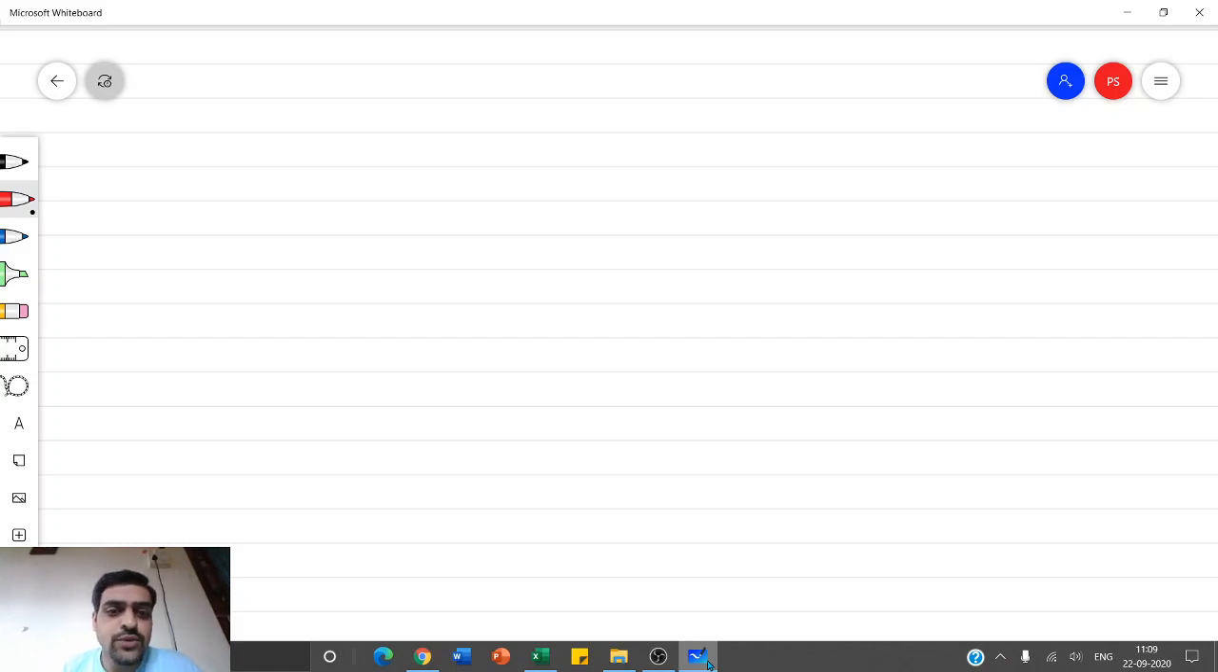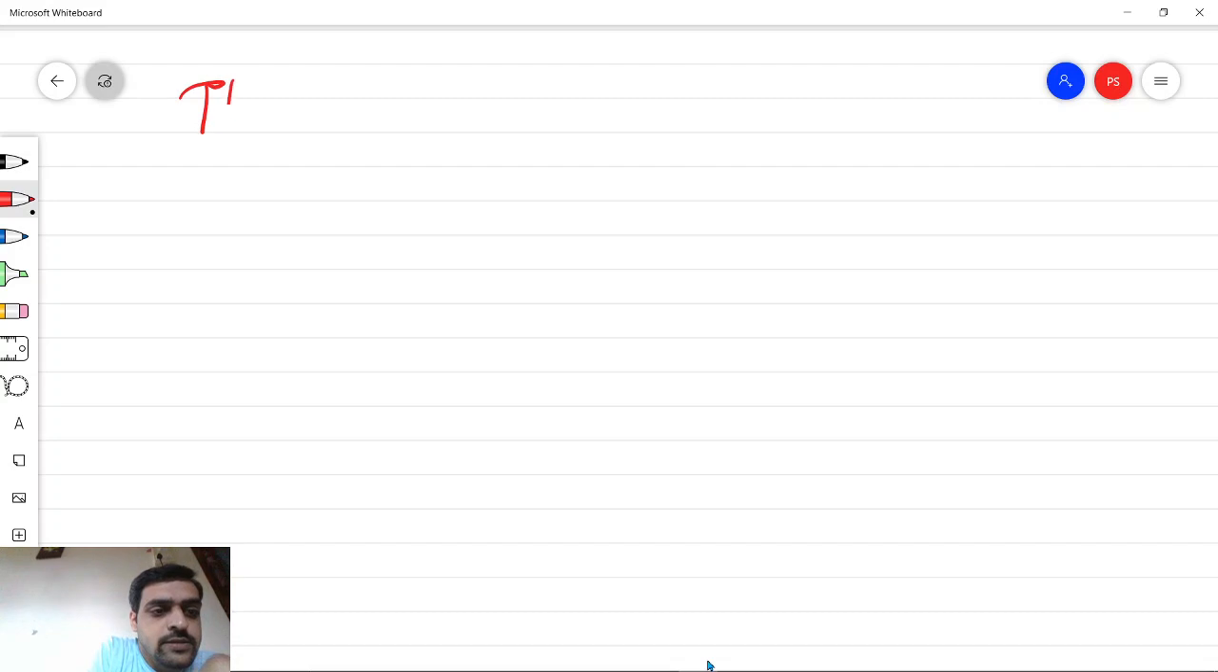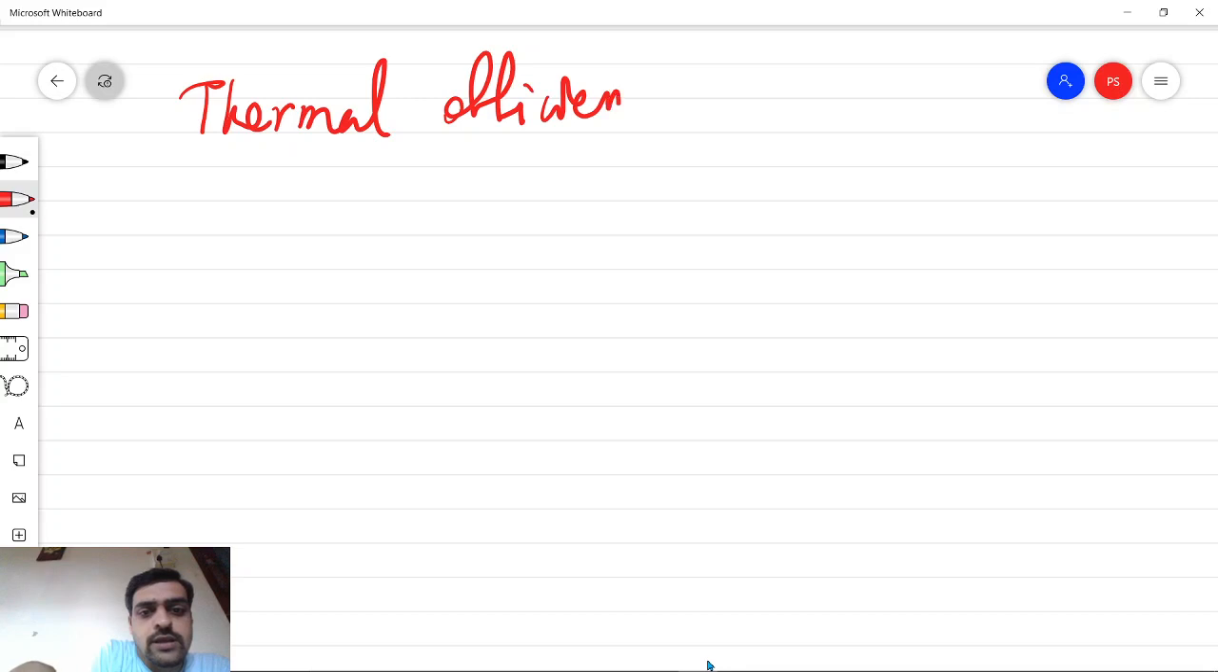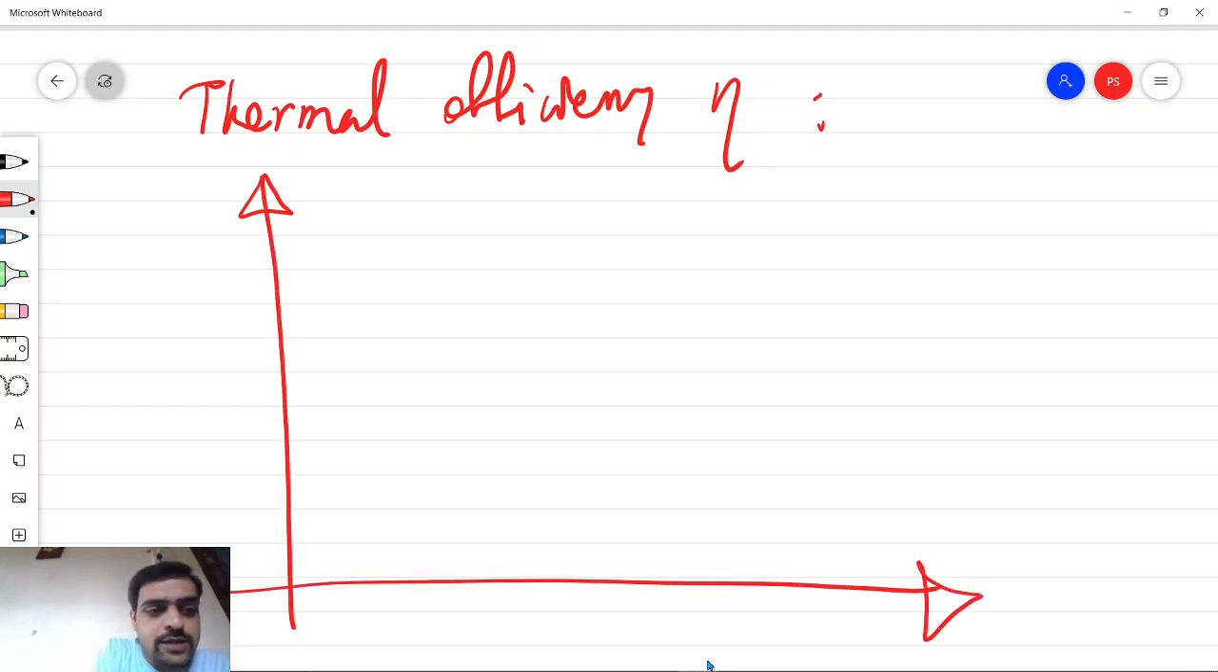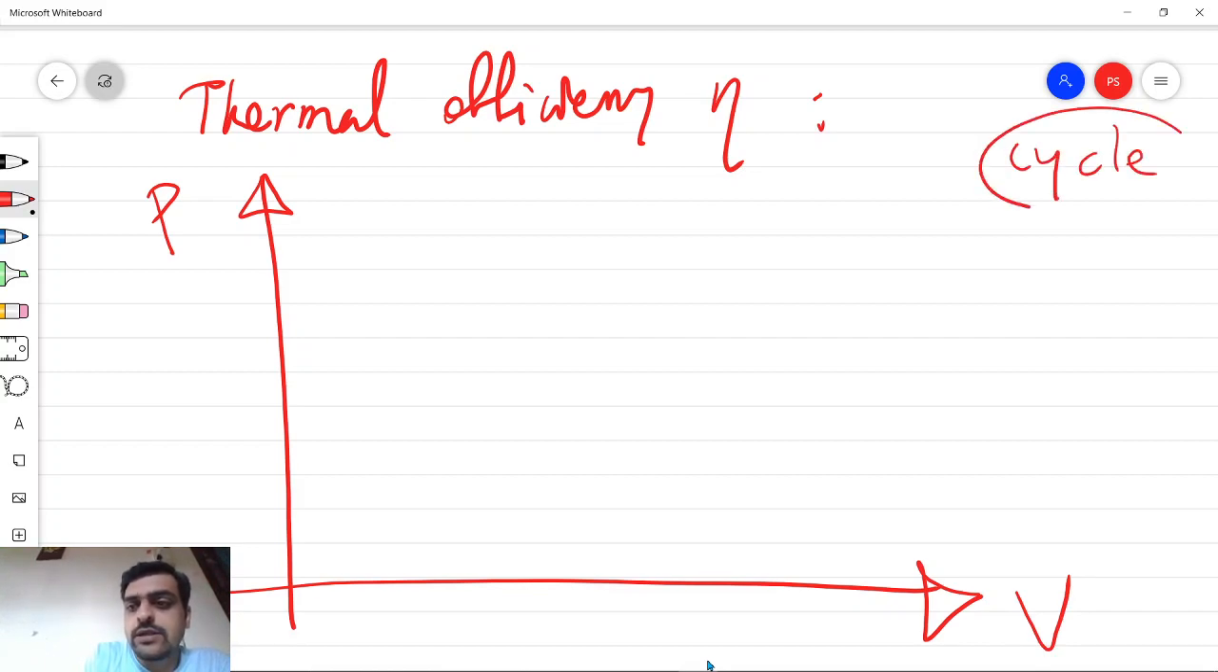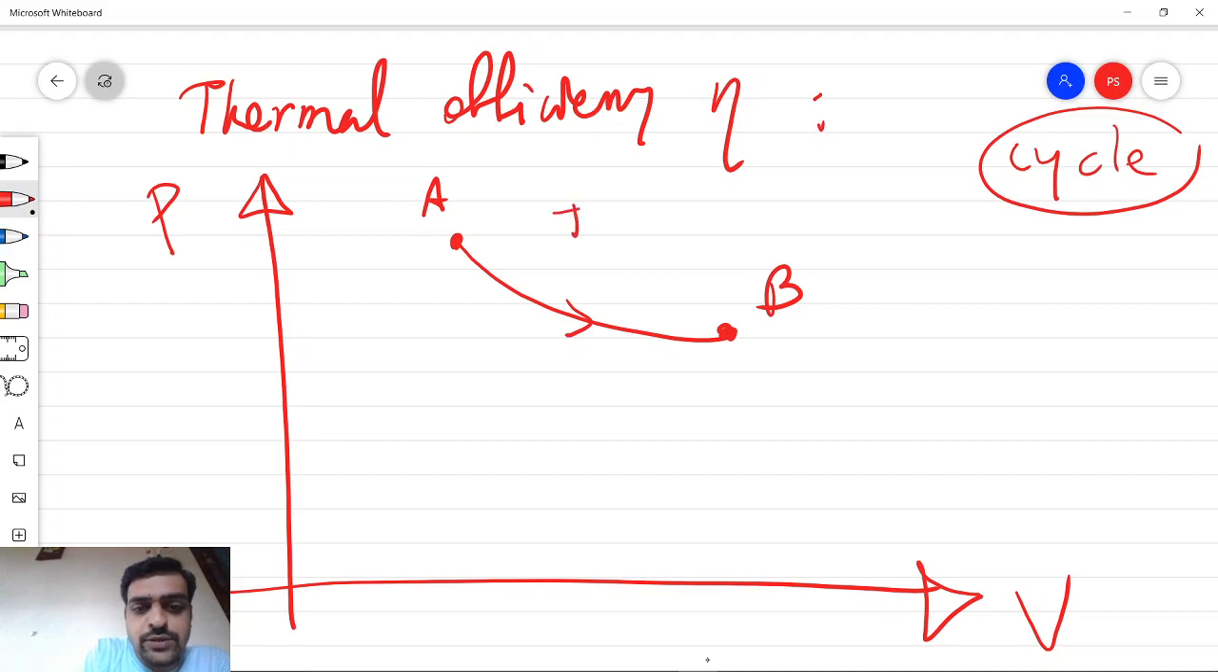Now let us continue the discussion about the Carnot cycle in order to derive an expression for the thermal efficiency eta for the Carnot cycle. For that purpose, just recall that on a PV diagram, the Carnot cycle, we are calling it a cycle because the process is cyclic. It starts with state A to state B with isothermal expansion at temperature T1.